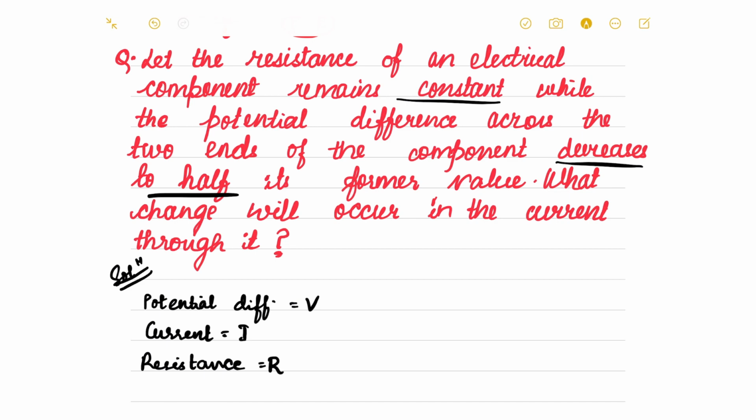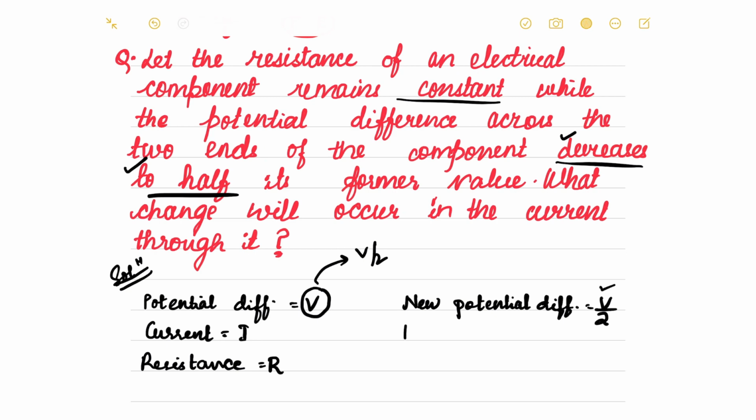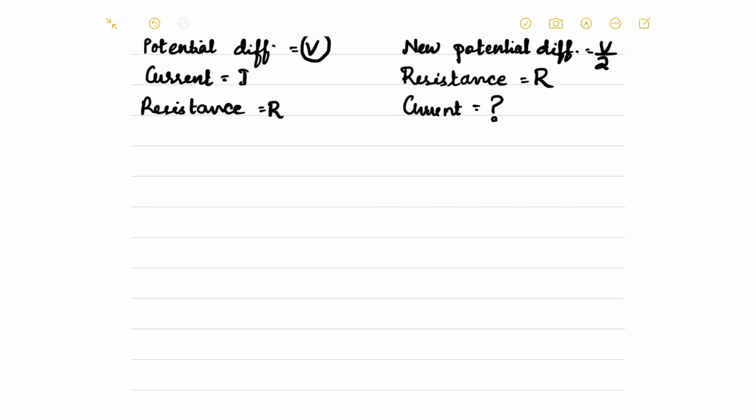So now the new potential difference will be V by 2 as we have been given, decreases to half. Since the initial potential difference was V, now it has decreased to half, or it has become V by 2, that I have mentioned here. Now the resistance remains constant, so resistance will be capital R. We have been asked to find the current. So how are we going to do this? We shall be using Ohm's law here.